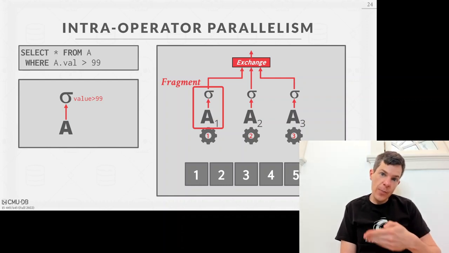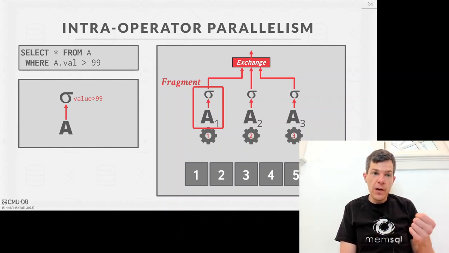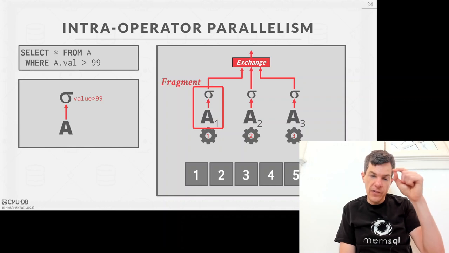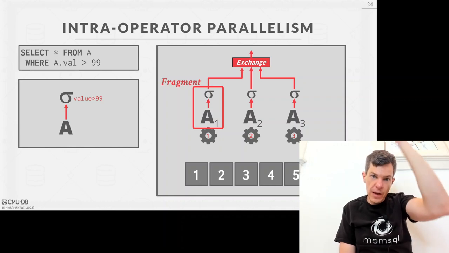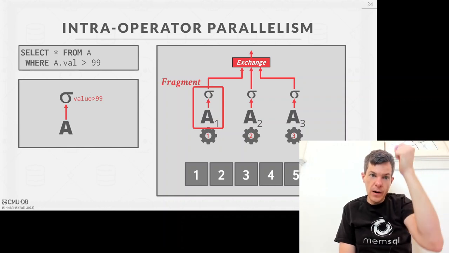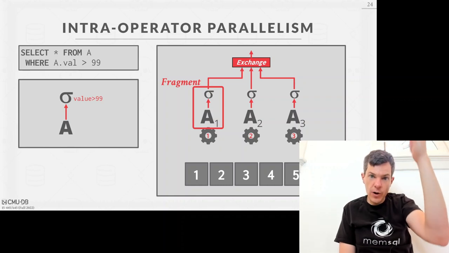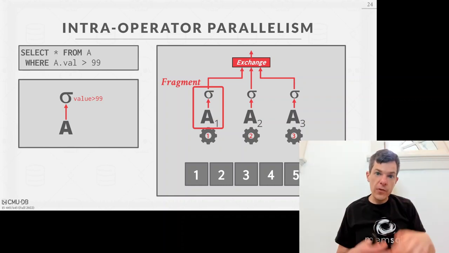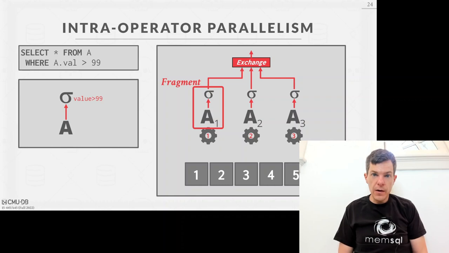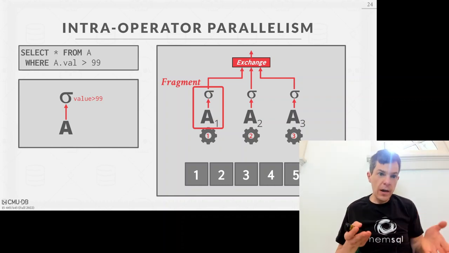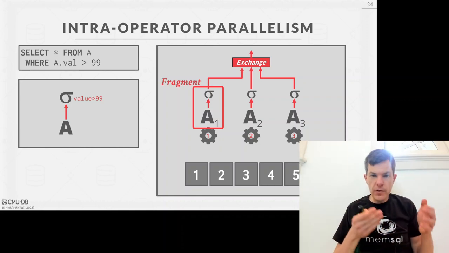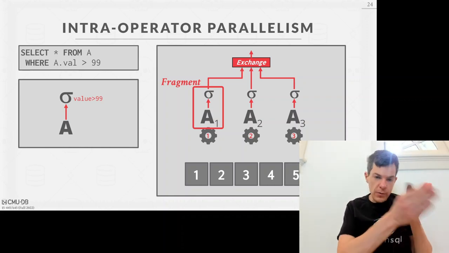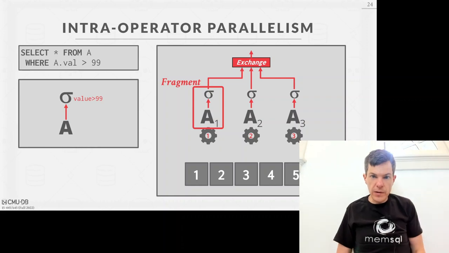So think of the exchange operator as like a barrier that says, I can't proceed, or I can't send anything up above to the next level in the query plan tree, until I get all the results from my children operators below me, right? And it's responsible for saying, okay, I have three workers and I have three plan fragments. So let me assign the plan fragments to these different workers and let them run at the same time.